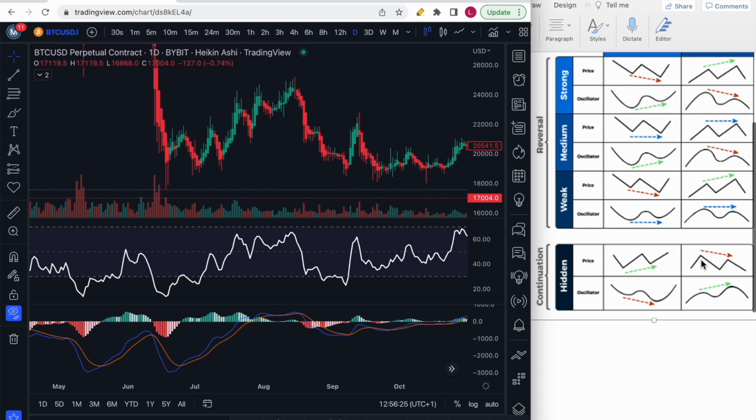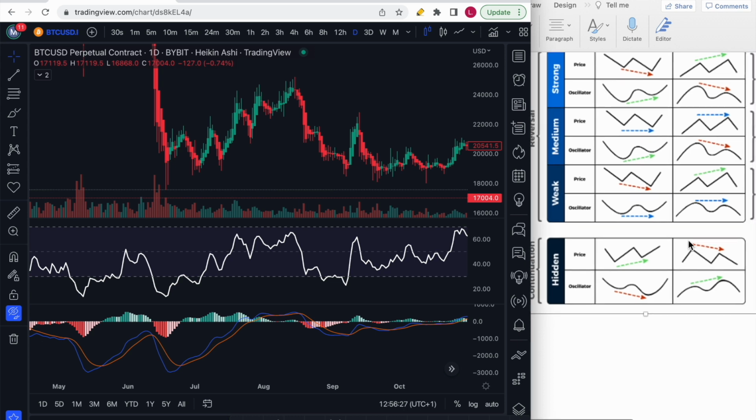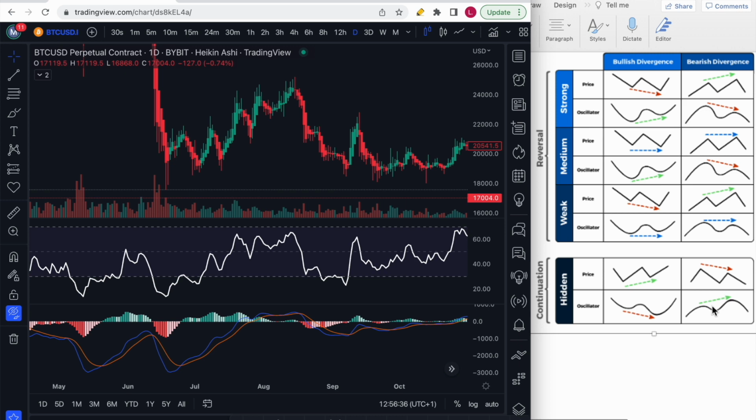And the last one is the hidden bearish divergence, and that is when the price action is going down and you see the oscillator is going up. So that is called a hidden bearish divergence.